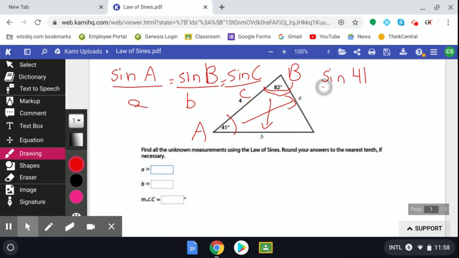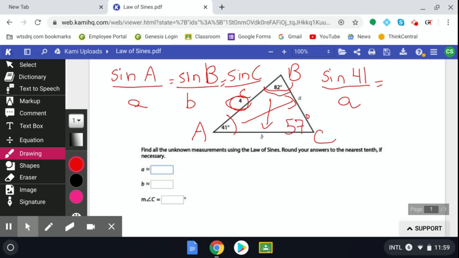over small a is equal to sine... Oh, I have a problem here because I have two variables, so I'm going to have to use this side. I've got to use this one first, okay? So I am going to call that side small c. I have to figure out how much angle C is. So what I'm going to do is add 82 plus 41, which is going to be 123. And I know that the sum is 180. So 180 minus 123 should give me 57. So the measure of this angle here is 57.